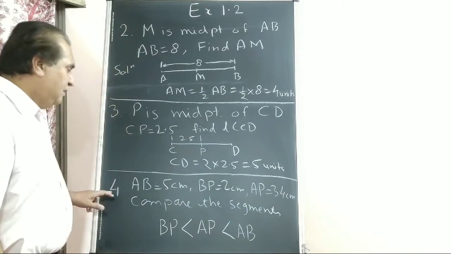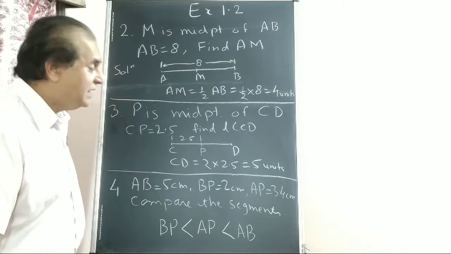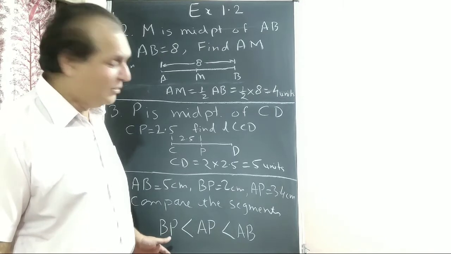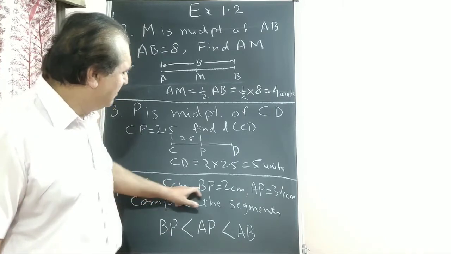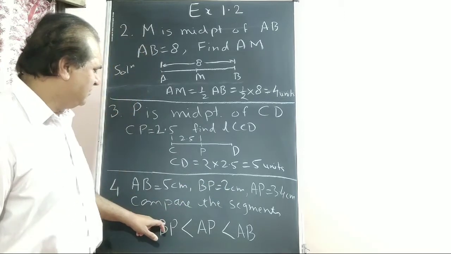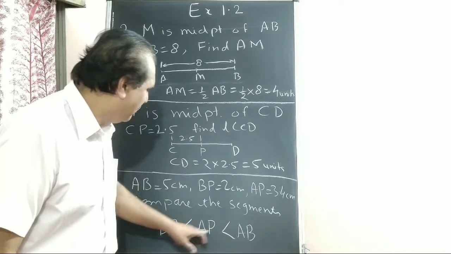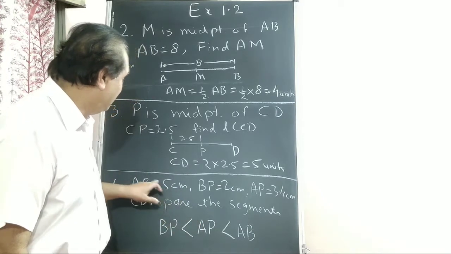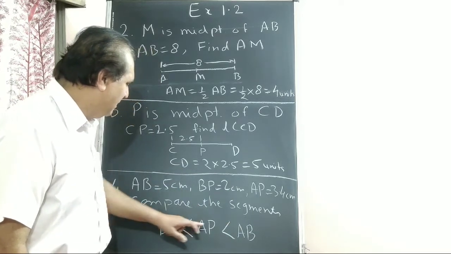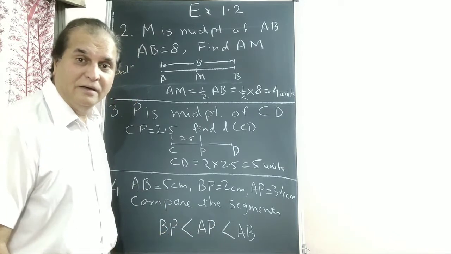Okay? Fourth sum. AB is 5 cm, BP is 2 cm, AP is 3.4 cm. Compare the segments. Who is smaller in this? BP is the smallest. Who is greater than BP? Both are greater, but just greater is AP, 3.4. And then AB, 5 cm, is greatest. Among the 3, AB is the greatest. So AB is greater than AP, greater than BP. So BP is less than AP, less than AB. Understood?